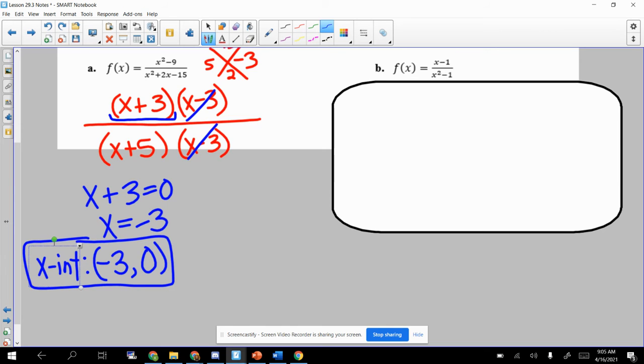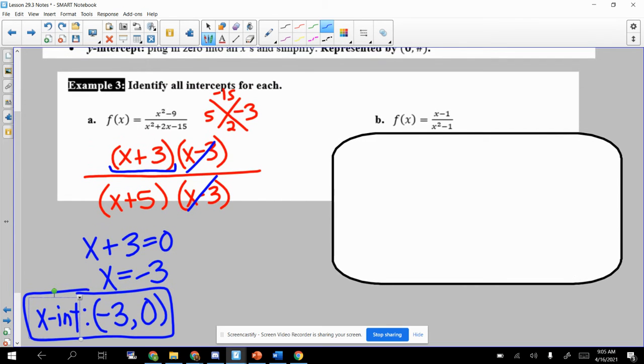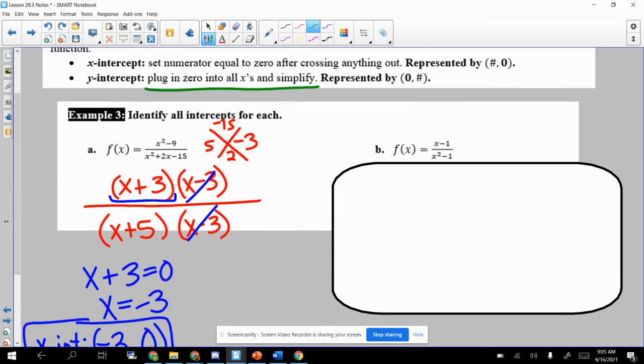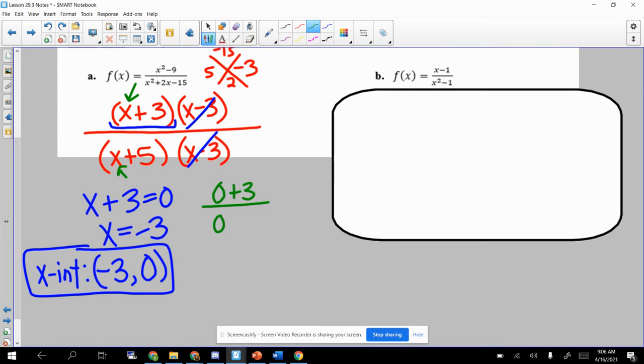Okay. Then, as I mentioned, to find your y-intercept, you are going to plug in 0 for all of the x's and simplify. So you can do that actually to the original or the factored. Because the factored is already kind of simplified, I'm going to do that. So I'm going to plug in 0 for this x and 0 for this x. So that would be 0 plus 3 over 0 plus 5. Well, 0 plus 3 is 3, and 0 plus 5 is 5.